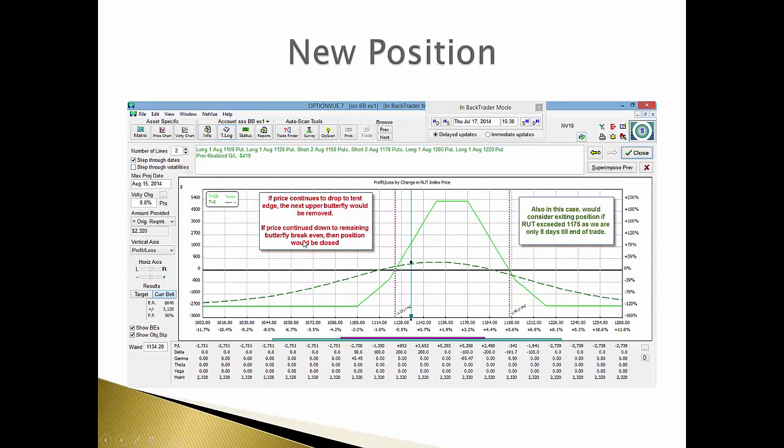If the price continues to drop to the tent edge again, this upper butterfly is going to be removed. If the price continued down to the remaining butterfly break even, we're just going to close the position because we got whipsawed out of the trade. That happens sometimes. It happens fairly seldom. Even if it does happen, in this particular case, we should be able to at least break even or not lose money.